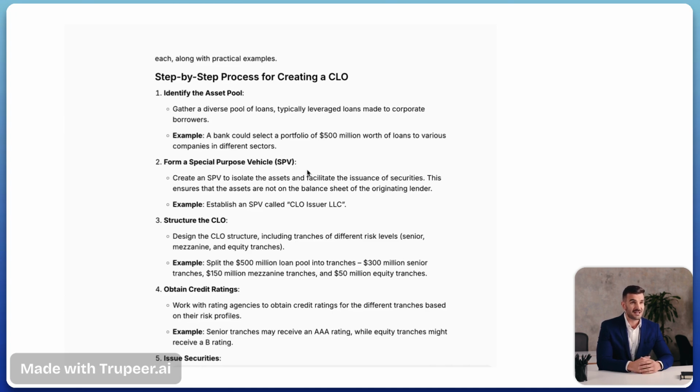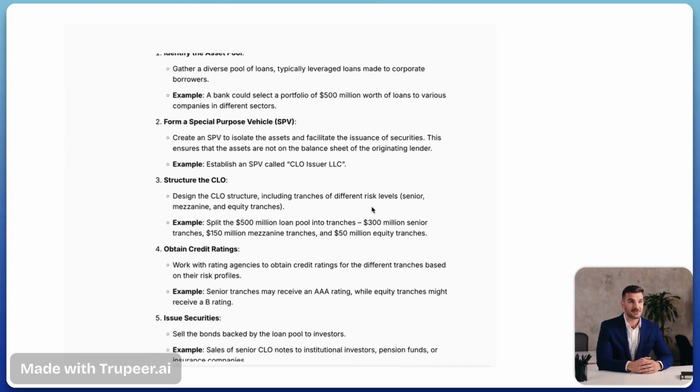sectors. The next step is to form a special purpose vehicle, or SPV. Creating an SPV helps isolate the assets and facilitate the issuance of securities. This ensures that the assets don't appear on the balance sheet of the originating lender. For instance, you could establish an SPV named CLO Issuer LLC.